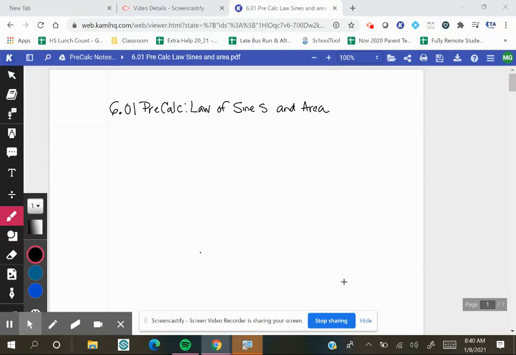We're on 6.01 for PreCalc today, and we're going to talk about law of sines and area of a triangle. You guys should have seen law of sines before in geometry. The formula is not too bad to remember. It's just the side length a over sine of the angle opposite it equals b over sine of angle B equals c over sine of angle C. And you only need 2 out of those 3 fractions to work with at a time.